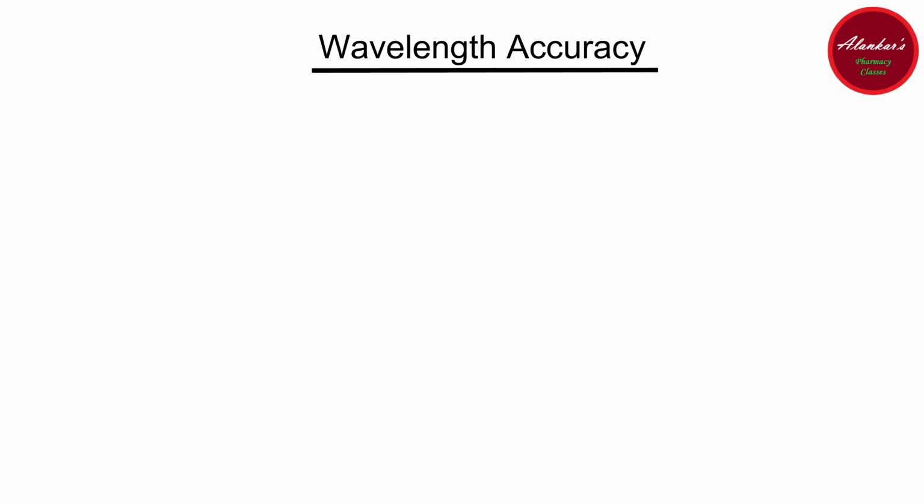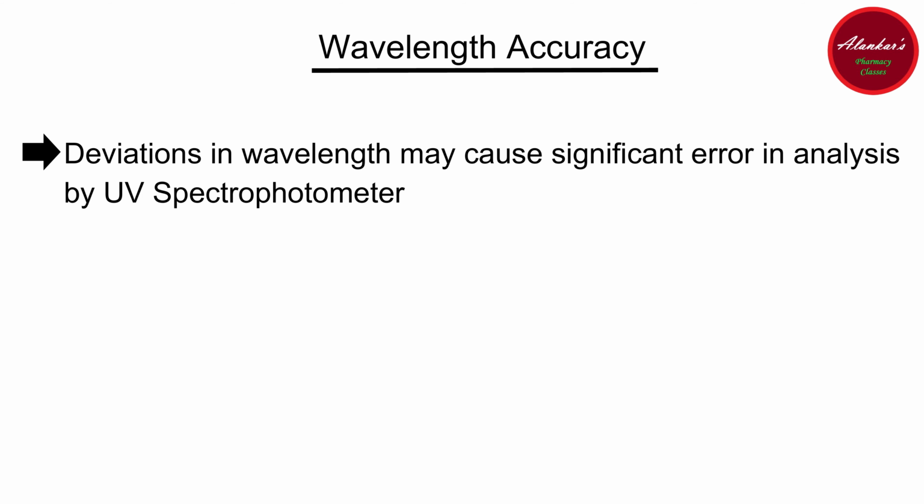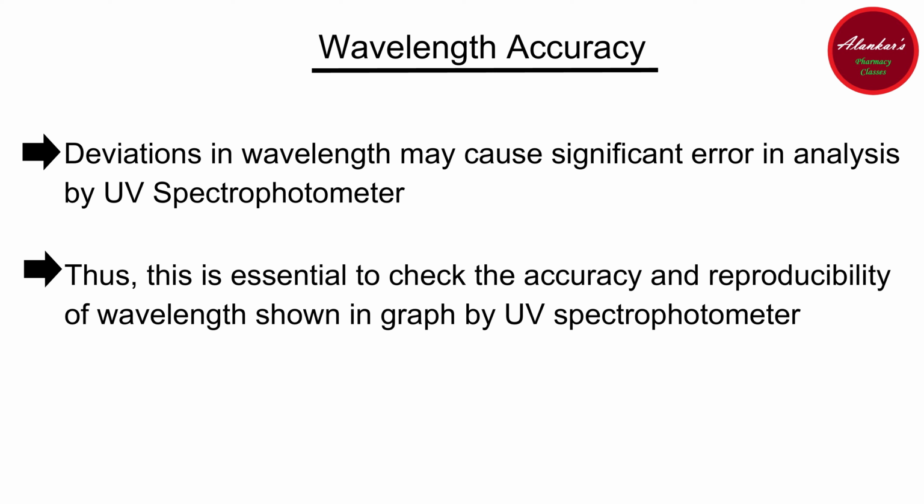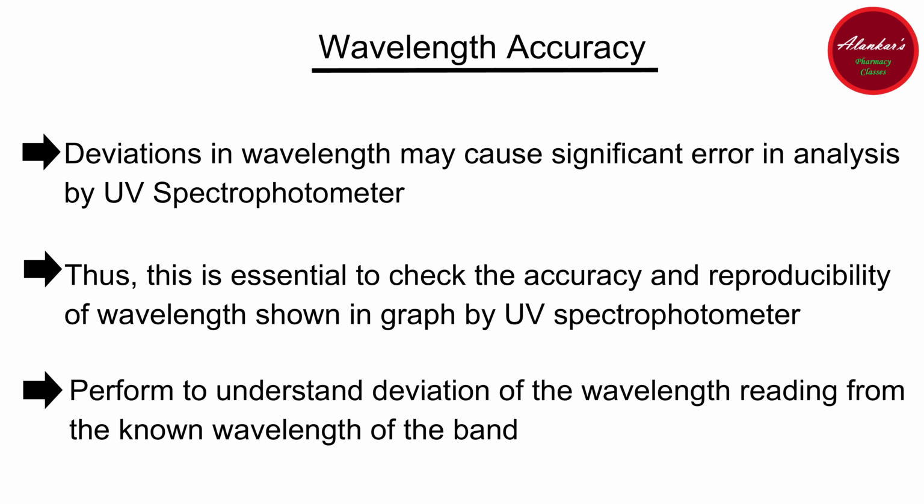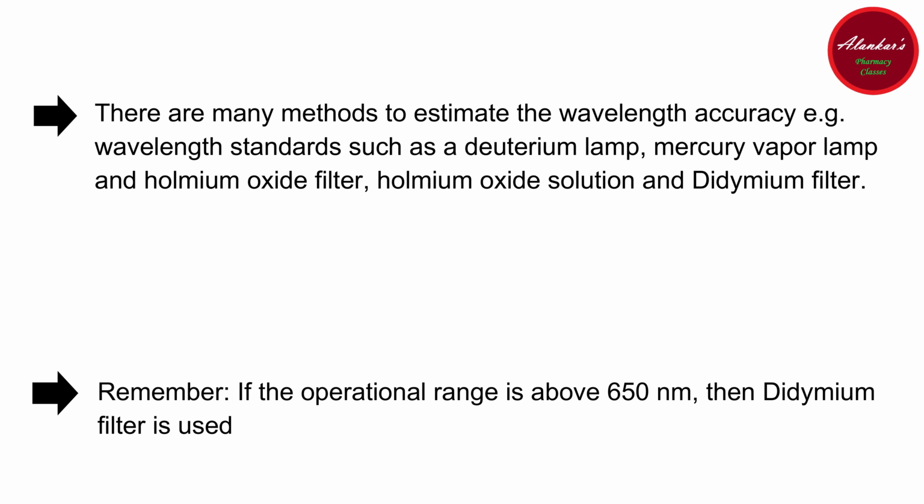The first test in operational qualification is wavelength accuracy. Deviations in wavelength may cause significant errors in analysis by UV spectrophotometer. Thus, it is very essential to check the accuracy and reproducibility of the wavelength shown in the graph by the UV spectrophotometer. This test is performed to understand the deviation of the wavelength reading from the known wavelength of the band. There are many methods to estimate the wavelength accuracy.